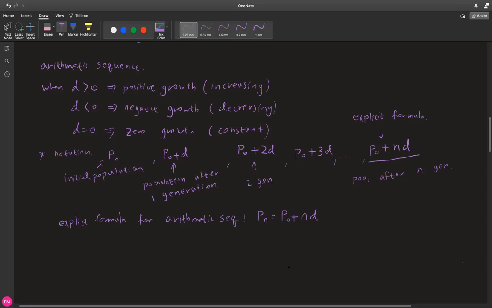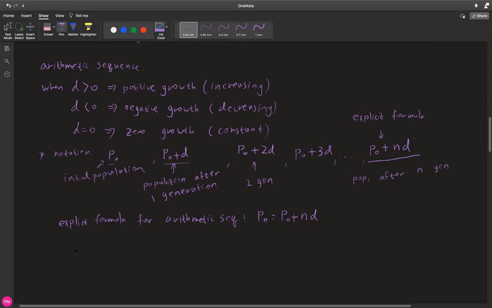Then what about the recursive formula? So now we have the explicit formula. Let's look at the recursive formula. So the recursive formula, as we talked about before in last class, is a formula that represents a sequence where the term depends on the previous terms in the sequence. So if you look at the difference between the initial population and the first generation, you notice that the only difference is that you added the D here.